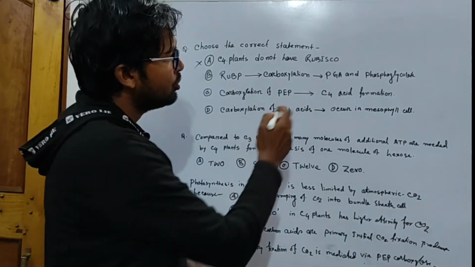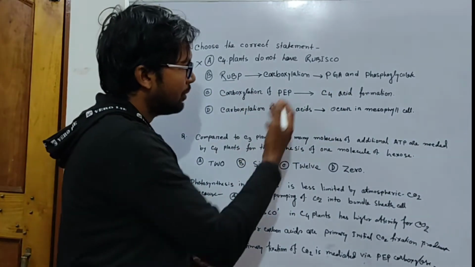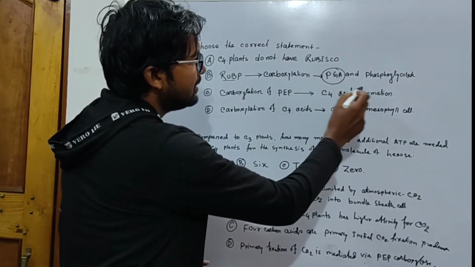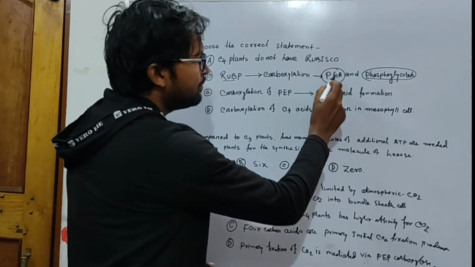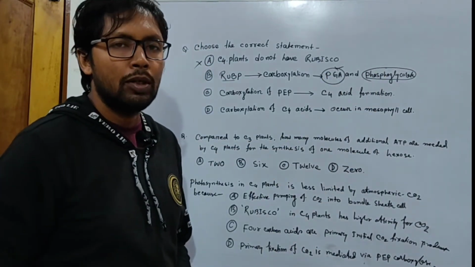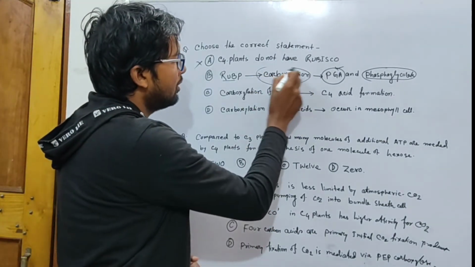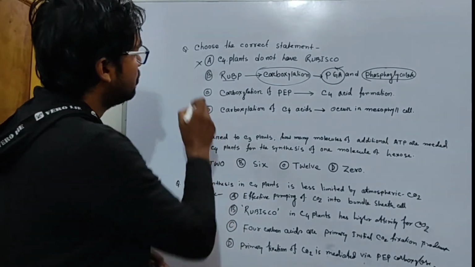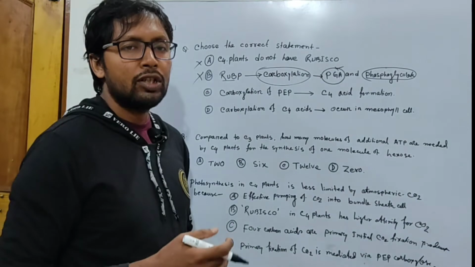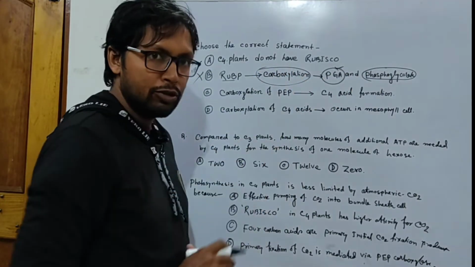RuBP carboxylation to PGA and phosphoglycolate. When carboxylation occurs, RuBP converts into phosphoglyceric acid. The PGA is okay, but phosphoglycolate formation does not occur in normal plants, only in photorespiration, and carboxylation does not occur there. So this is also not correct, because in photorespiration RuBP is not carboxylated; it is directly converted into phosphoglycolate, not by a carboxylation process.